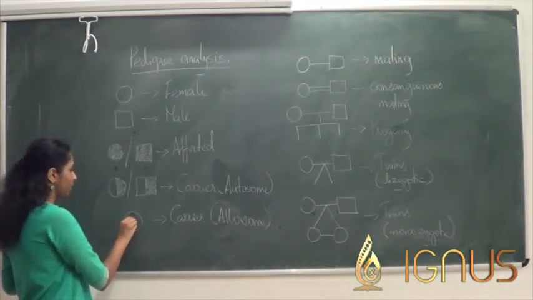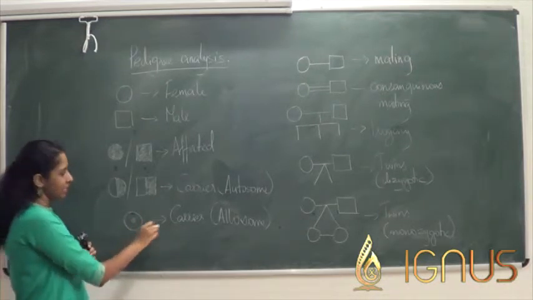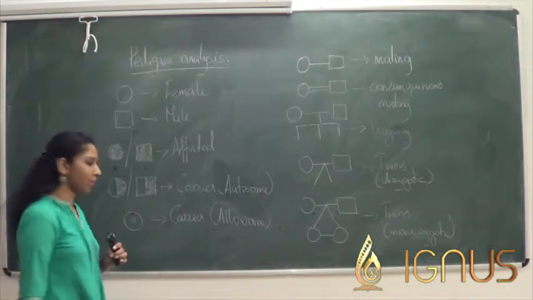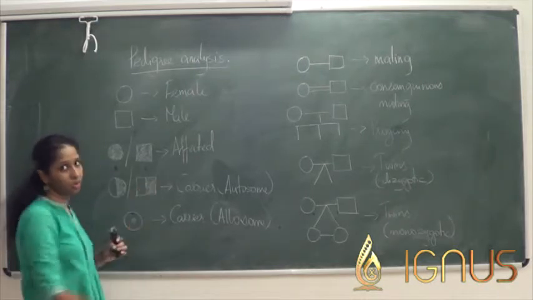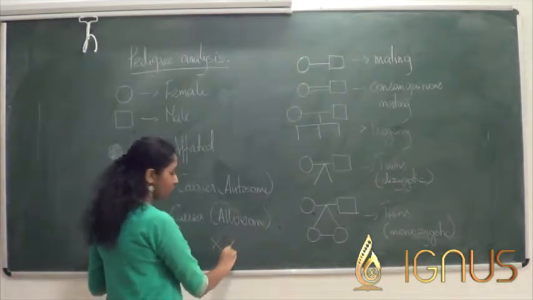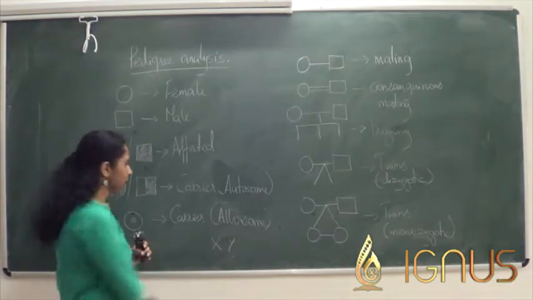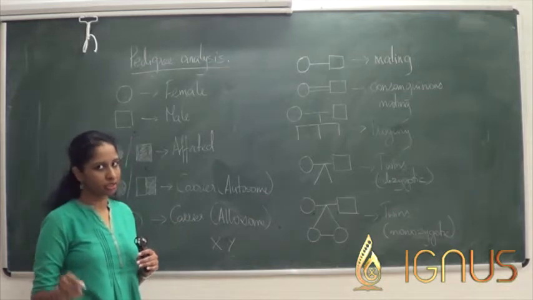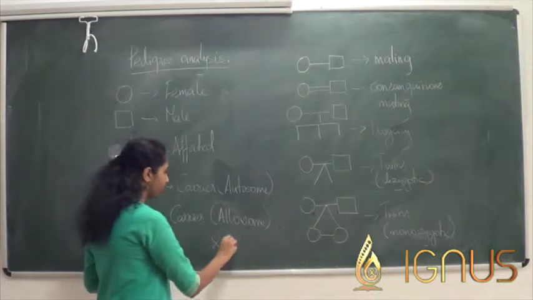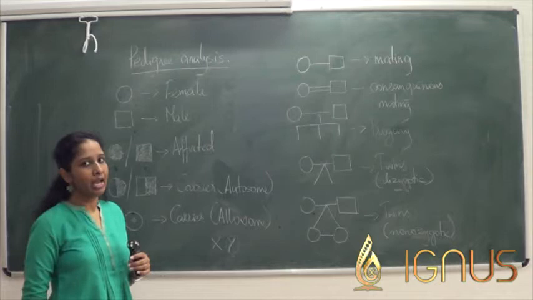If there is a single dot put into a circle, then that female is a carrier for an allosome, or a sex chromosome. Now why don't we have a male who is a carrier? Because a male is made up of one X and one Y chromosome. We know that if a gene is present on the Y chromosome, it is passed on from father to son, and father to son. So this cannot become a carrier situation, because there is only one Y chromosome, and that trait is always expressed.